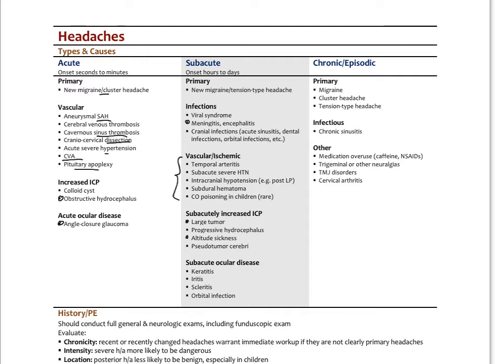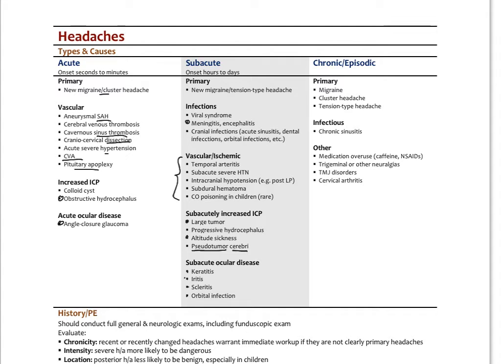Pseudotumor cerebri, I'm not going to talk much about that, but I have seen several patients with this. They have all the signs and symptoms of a brain tumor and increased intracranial pressure, but their imaging is completely normal. There's no tumors present, but they don't have anything obviously blocking their cerebrospinal fluid, and so we call that pseudotumor cerebri. And then subacute ocular disease, anything with the eye, so iritis, keratitis, scleritis, orbital infection. Again, we'll talk about those in an ophthalmology section separately.